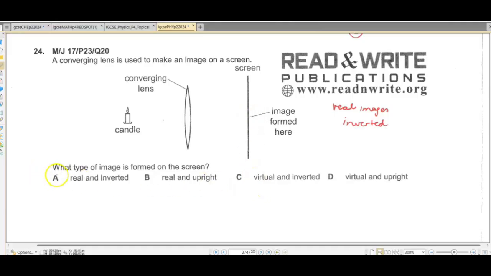You can also draw the lines to see that this image that is going to be formed over here, I'm drawing the lines roughly at the moment, so it's going to be inverted. Okay, and obviously if the image can be formed here, so it's a real image.